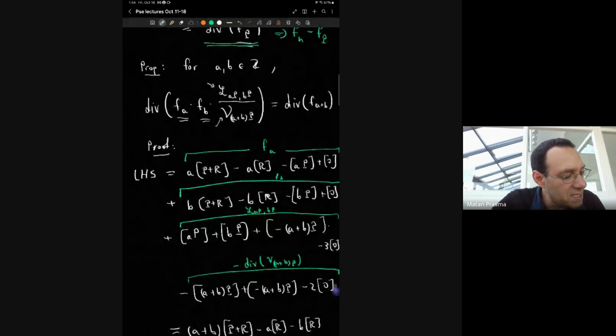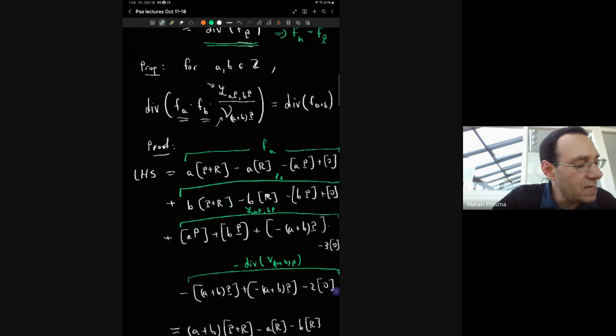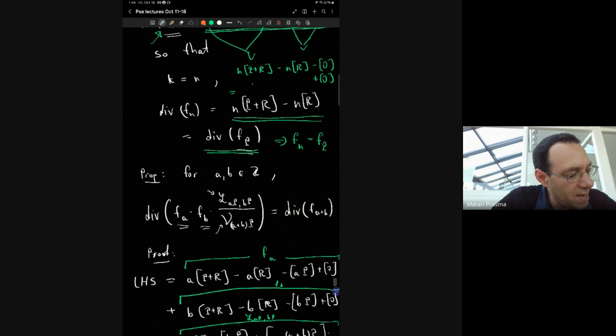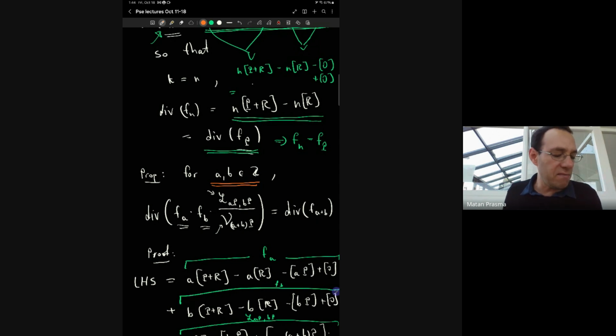Okay, and I think the last thing we did in the last session is this proposition that says, so I have this f_k, right? Now I take two integers a and b, and I consider the divisor of f_a times f_b times the line between aP and bP, divided by the vertical line that passes through (a plus b)P. Then something nice happens. It turns out that this divisor is the same as the divisor of f_(a+b).